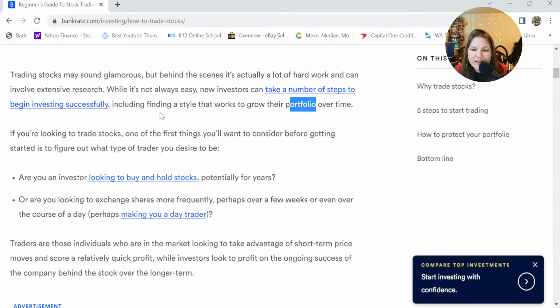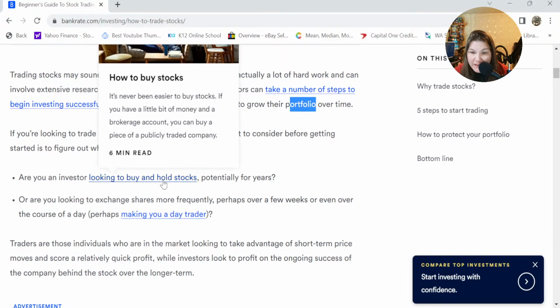If you're looking to trade stocks, one of the first things you'll want to consider before getting started is to figure out what type of trader you desire to be. So, guys, I told you when I started this, I thought I was going to be a day trader. And right now, I'm not quite sure if that's where I'm going to fall. So, we will figure this out together. Are you an investor looking to buy and hold stocks potentially for years?